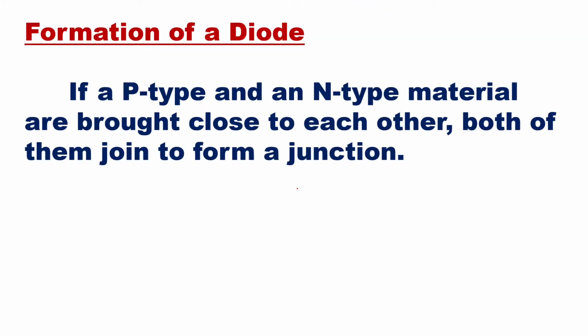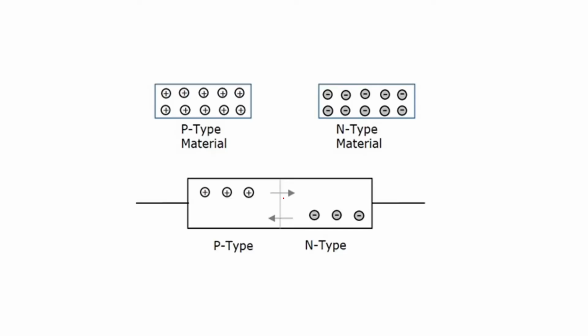Then what is a diode? We will see formation of PN junction diode. If a p-type and an n-type material are brought close to each other, both of them will join to form a junction. And that junction will look like this. So here you can see this is your p-type material, this is n-type material, and this is the junction. So this is your PN junction. This is a p-type material joined with n-type material.